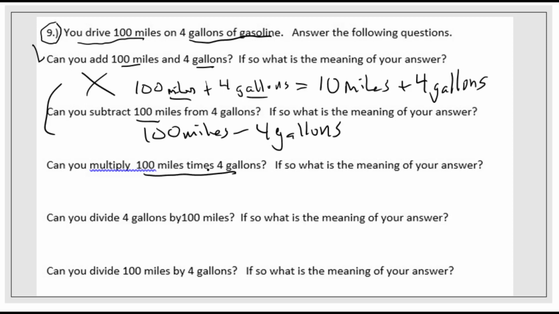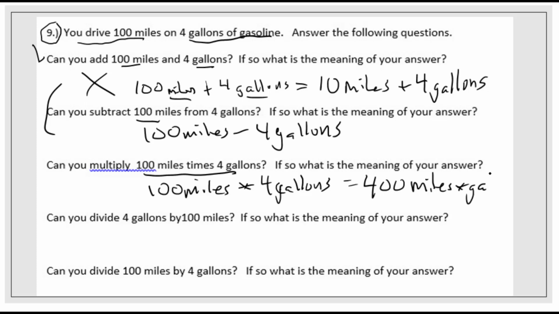Can you multiply it? Well, hopefully you know that we can multiply units. That's gallons, and you're going to get 400 miles times gallons. So I can multiply it. But what do I get? And it's called nonsense. It doesn't mean anything. What does it mean? I have no idea.